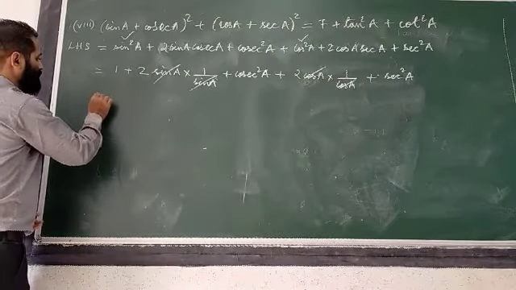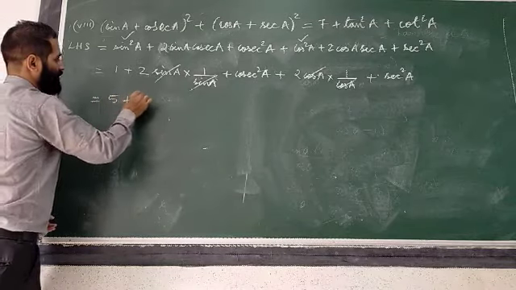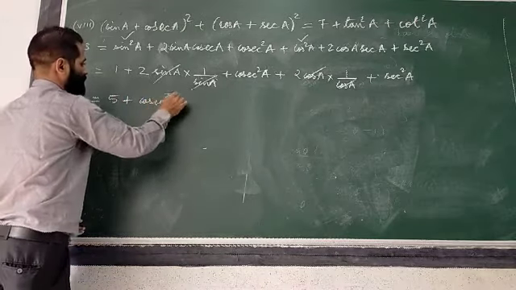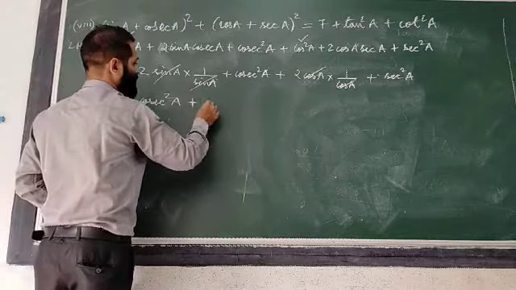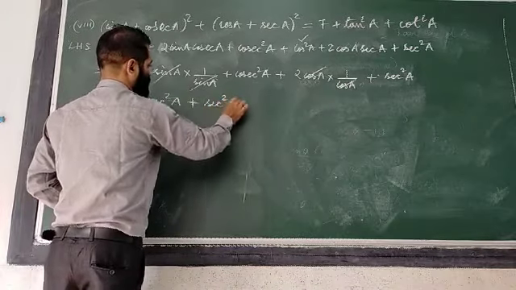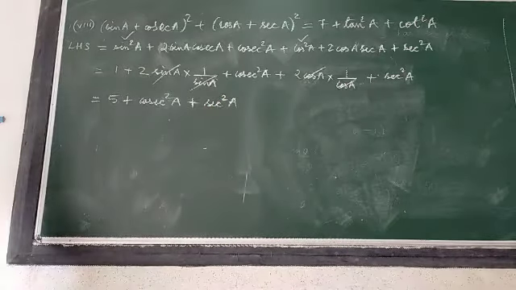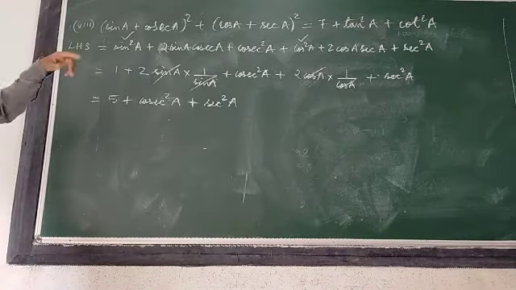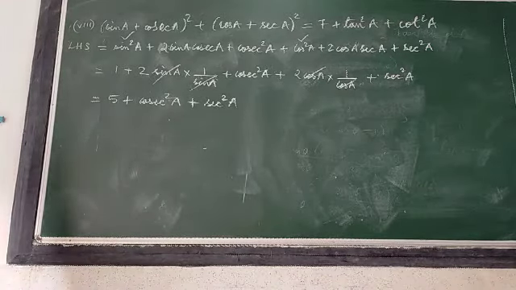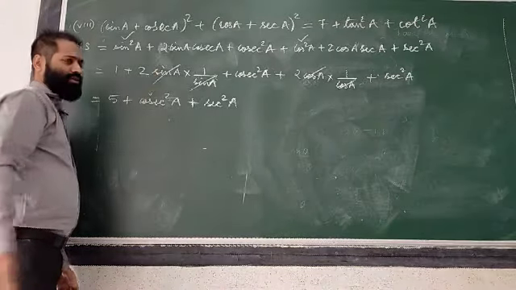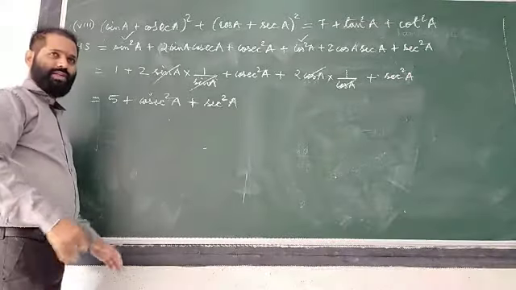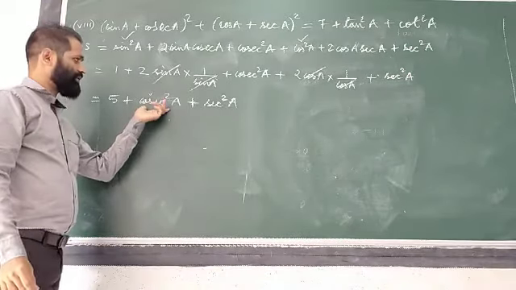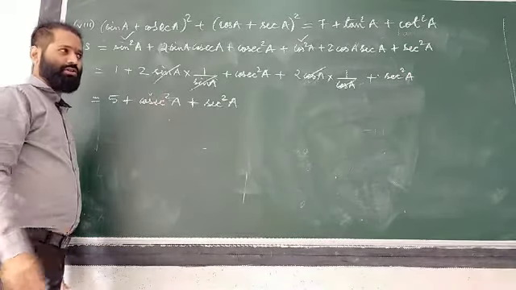So we are having 5 plus cosec square a plus sec square a. Okay? We got 5, we wanted 7. But we also wanted tan square and cot square. Can we convert this one into tan or cot? Is there any formula in which we can convert cosec square A into cot or tan?